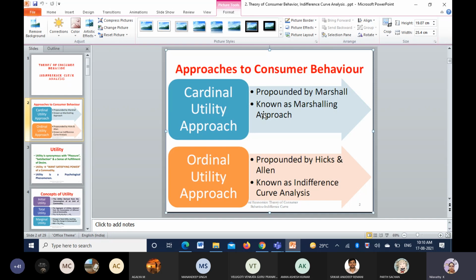approach. This ordinal utility approach was propounded by Hicks and Allen. If you want to understand this concept, again a theory is introduced, indifference curve analysis. That indifference curve will teach you about the ordinal utility approach, where preferences are taken into account. They believe that people are not satisfied with one particular commodity, that no one is happy with one thing.